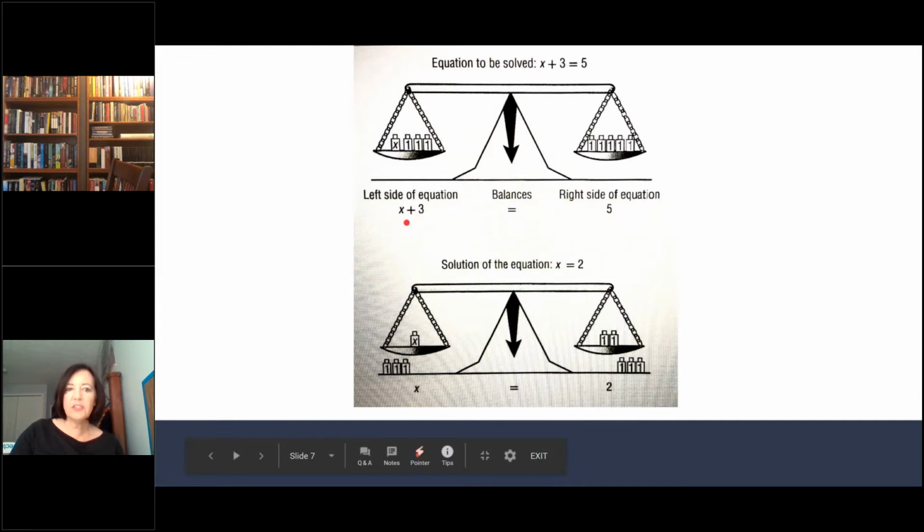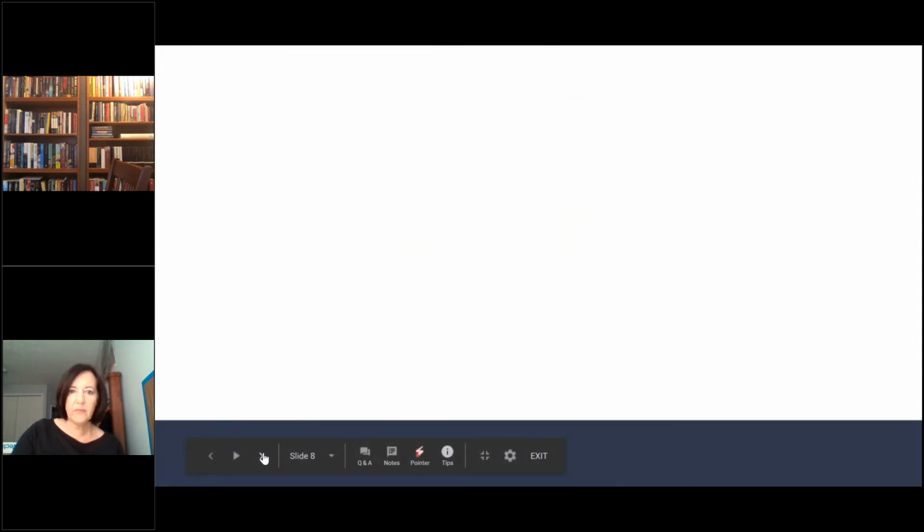So our original equation, x plus 3 equals 5, we simplified it by removing the same thing from both sides to come up with our solution, x equals 2. So I like that analogy because I frequently will refer to the balance beam representing the equal sign. And the most important thing you remember is that whatever you do to one side of the balance beam, we do to the other side.